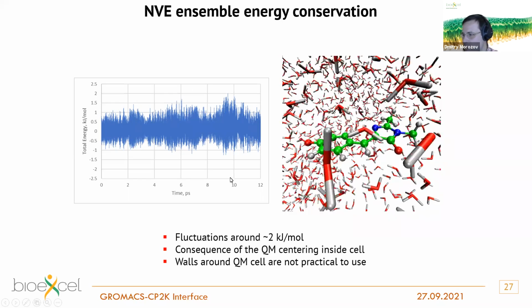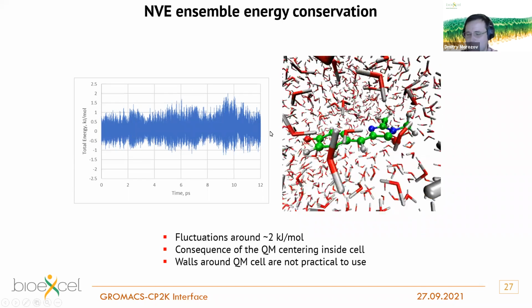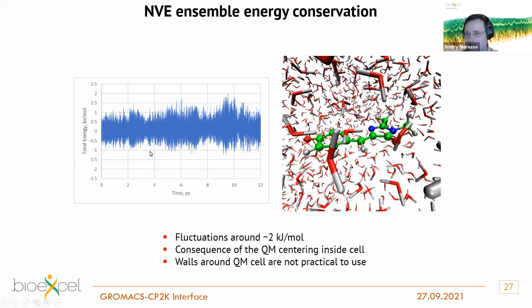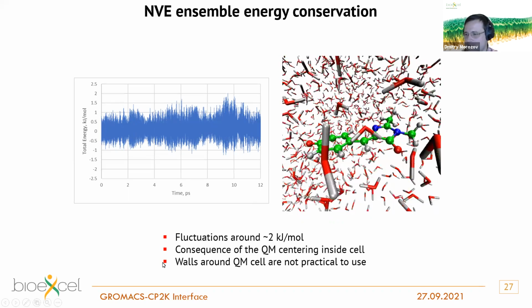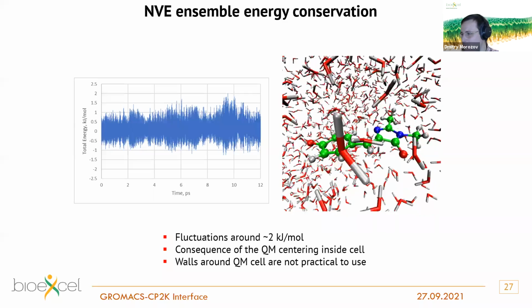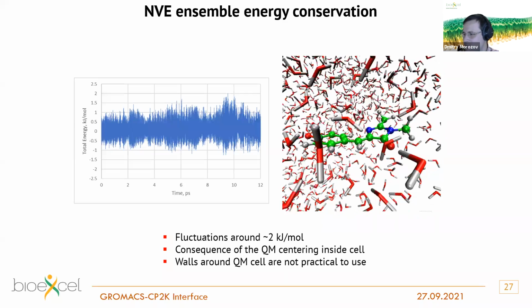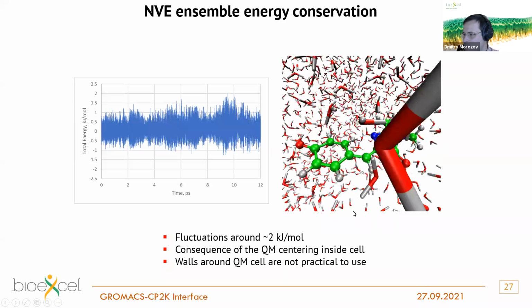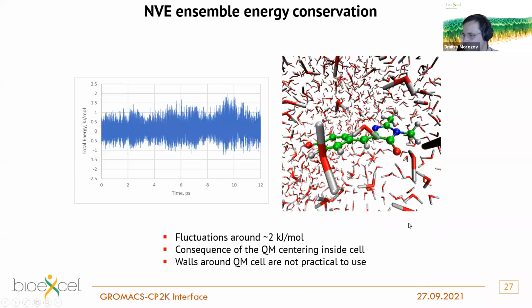And it's also pretty stable. I extended this up to even 40 picoseconds and more, and it's still like that. What I also found here is that walls or some potentials at the edges of your QM boxes in CP2K are not very helpful in that case. So I just removed them at some point, because they also cause some artifacts.